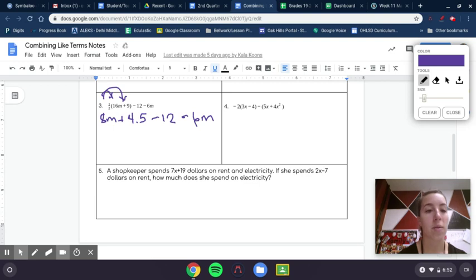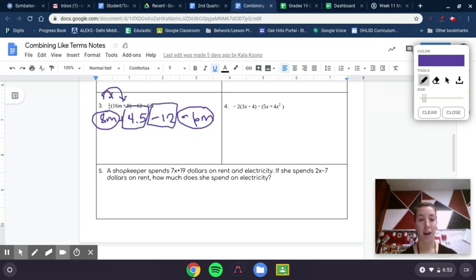let's see what it can combine with. 8m can go with your -6m. All right, and then 4.5, the constant, can go with that negative 12 because both of those do not have the variable. When I combine like terms, 8m and negative 6m, they have different signs, so you subtract. That becomes 2m, and it's a positive 2 because the 8 is bigger and it's positive. And then I have my positive 4.5 and my negative 12. They have different signs, so I subtract, and that's going to be negative 7.5, and it's negative because the 12 is bigger and it's a negative.